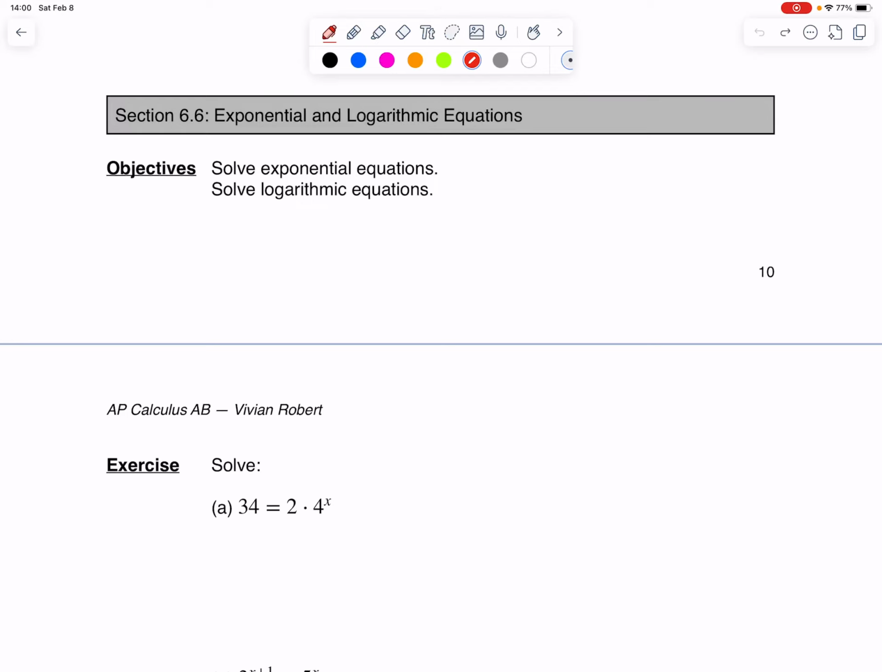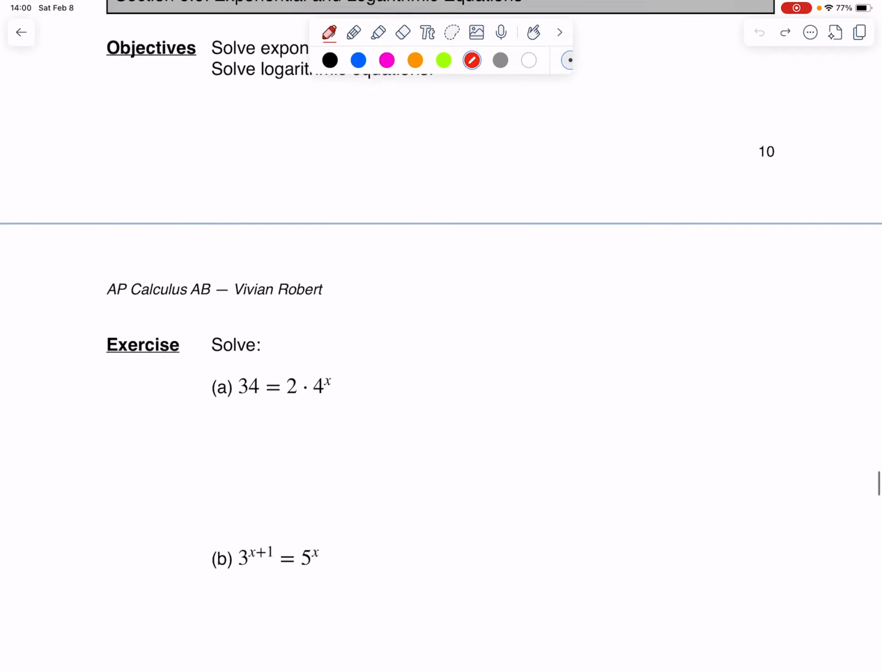Hello and welcome. We're going to do section 6.6, exponential and logarithmic equations. And the objectives are, of course, to solve exponential and logarithmic equations. So let's dive right in.